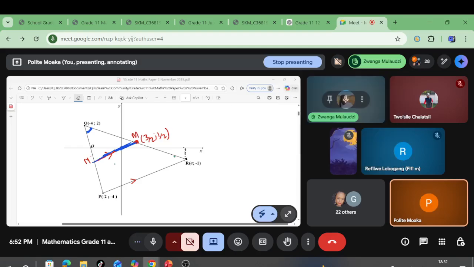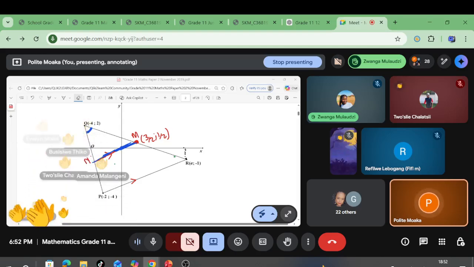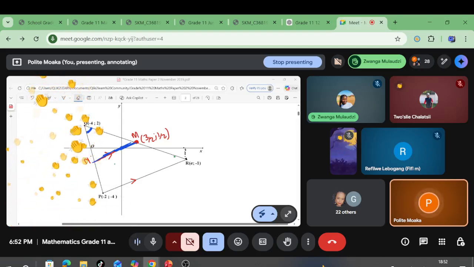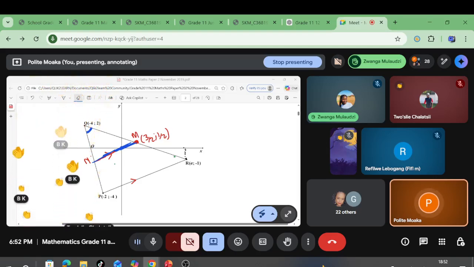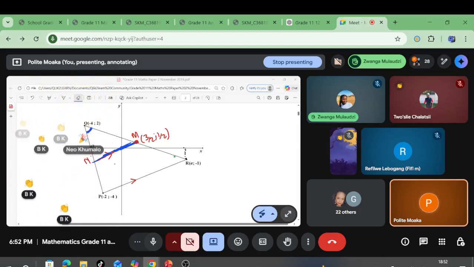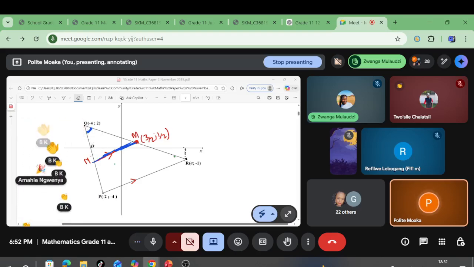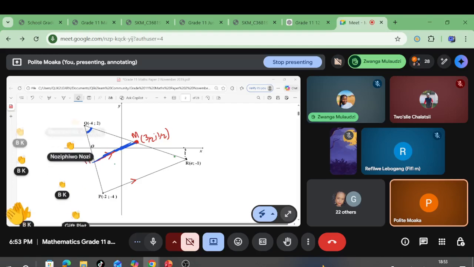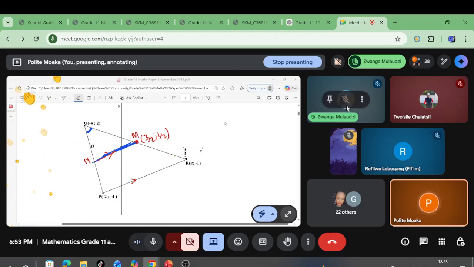Exactly. Guys, please, can you please clap hands for her? There's a button there where it shows hands. Nice. Well done. So if someone gives us the correct answer, we need to clap for them. Let's encourage them. Nice. You see, that's correct, Zwanga.